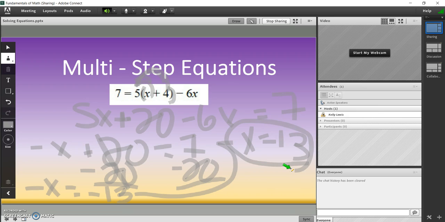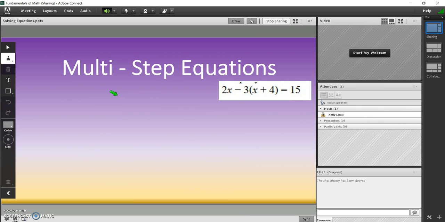And if we wanted to check it, we could do 13 plus 4 is 17. Okay. 5 times 17. Oops, 5 times 17. Right, that's 85. And then 6 times 13, that's 78. So 85 minus 78 is 7. So it's correct.